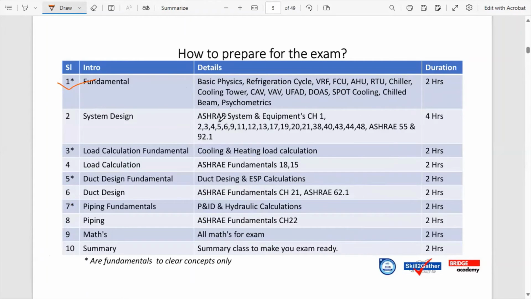System design, about all the rules and regulations that you need to know regarding this system.